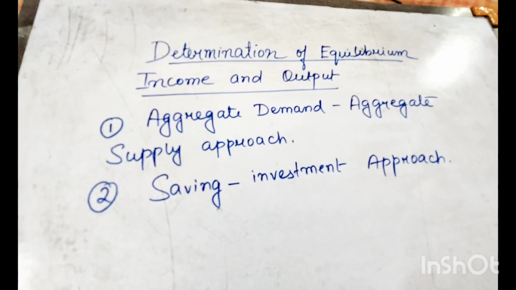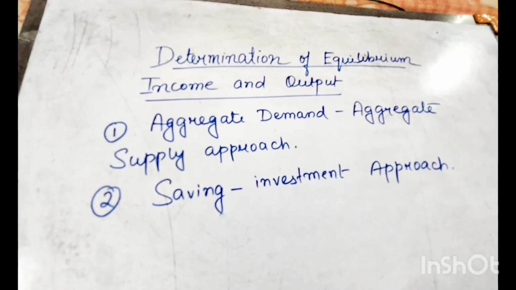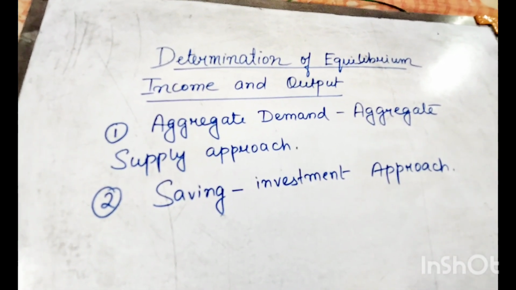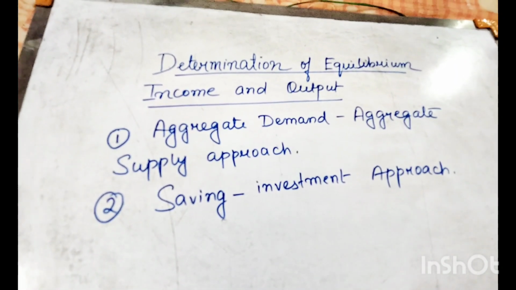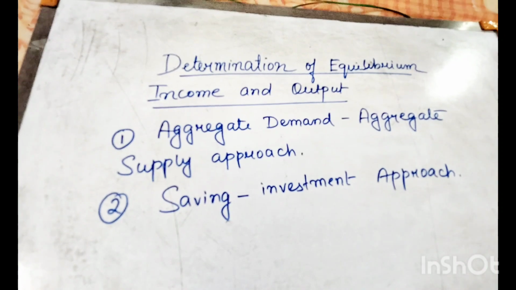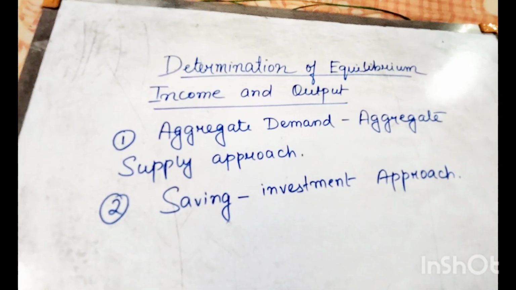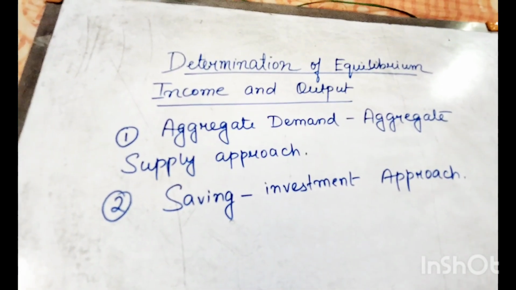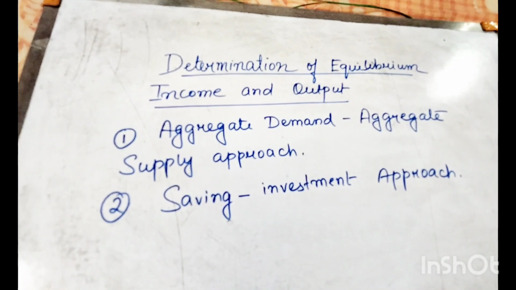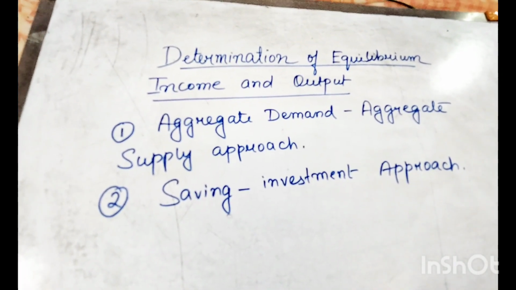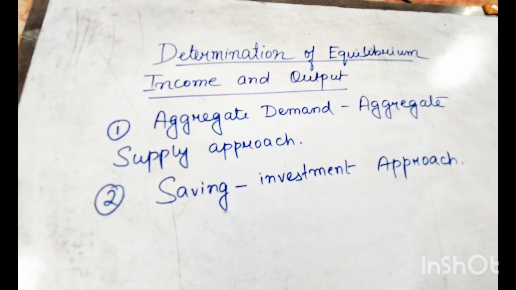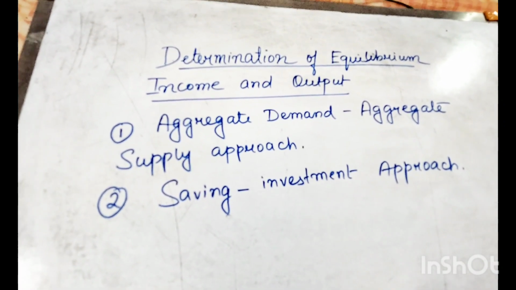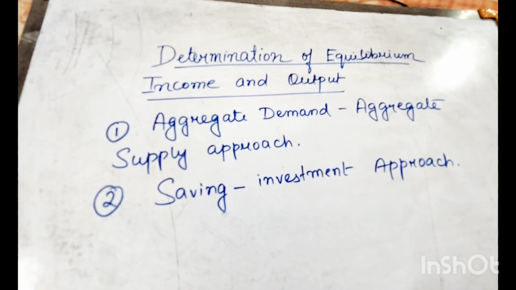Today we are going to discuss the determination of the equilibrium income and output. To determine this equilibrium level of income and output, there are two approaches. The first approach is the aggregate demand and aggregate supply approach, and the second is the saving investment approach. So first we will discuss the aggregate demand and aggregate supply approach.